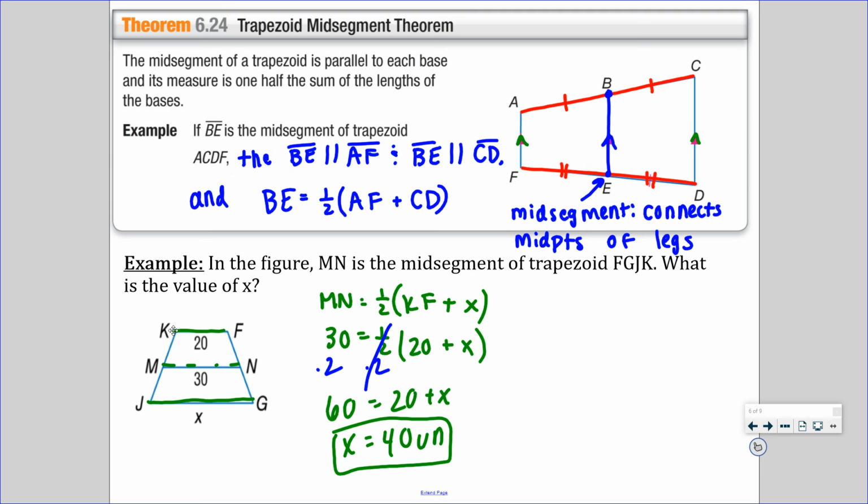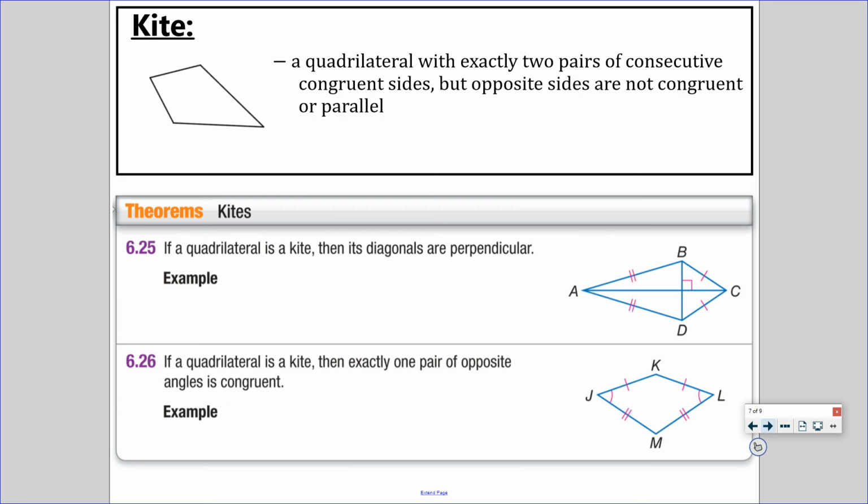All right, we're going to talk a little bit about kites. I know we don't have a ton of time, but it's okay. We're going to start our discussion about kites. So kites are not parallelograms. They're also their own category, okay? A kite is a type of quadrilateral, but with no parallel sides.